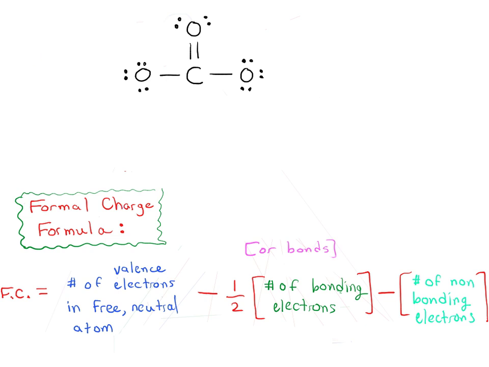Okay, hopefully you've worked this out by yourself first. So let's go through the calculation of the formal charge of each of the atoms in this molecule. And in order to be able to do that, we need to start by knowing the number of bonding electrons for a given atom and the number of non-bonding electrons.